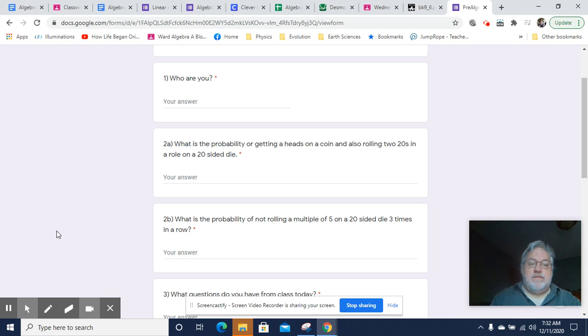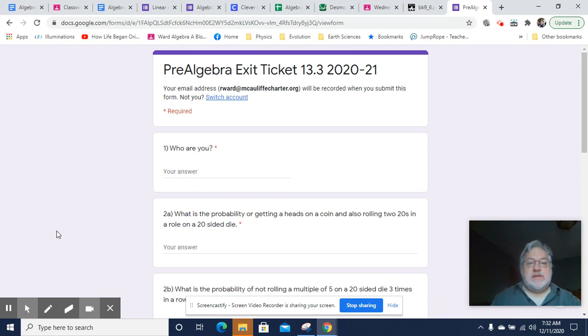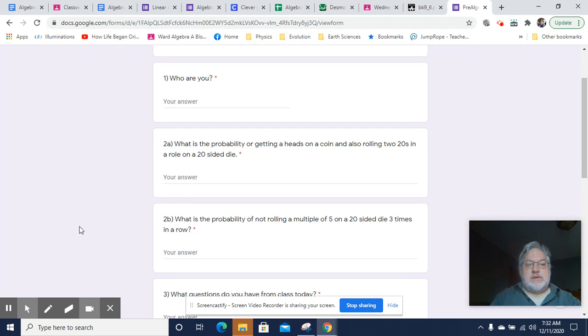Hi, I'm going to make a video key for exit ticket 13.3. So what's the probability of getting heads on a coin and also rolling two 20s when you roll a 20-sided die? Okay, so the probability is going to be of heads, then 20, then 20. These are independent events, so we don't care about replacements, and there's no issue about order at all.